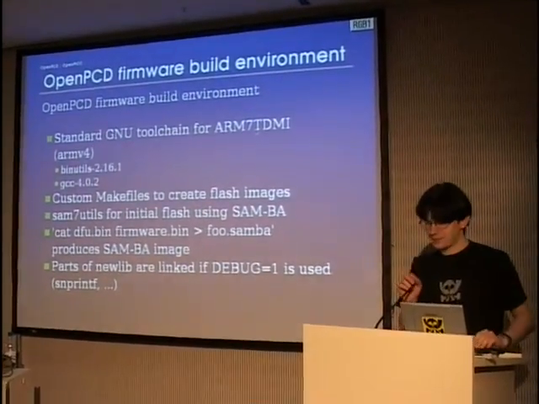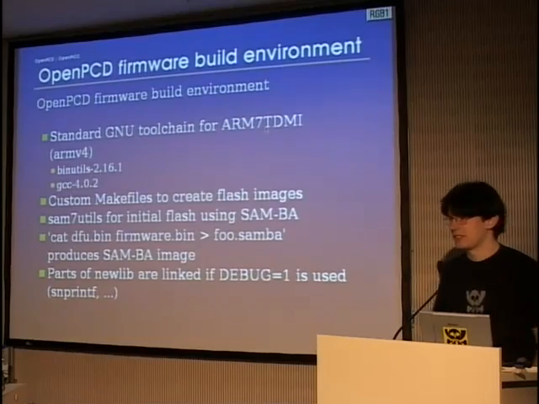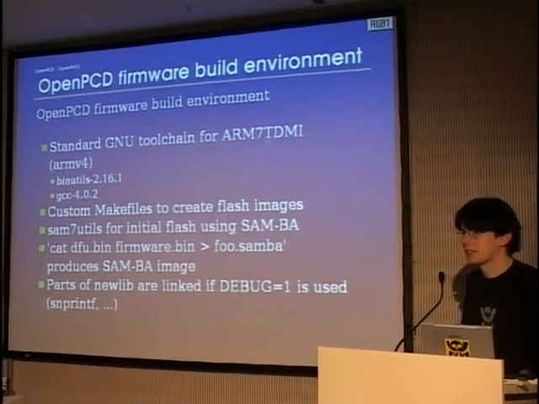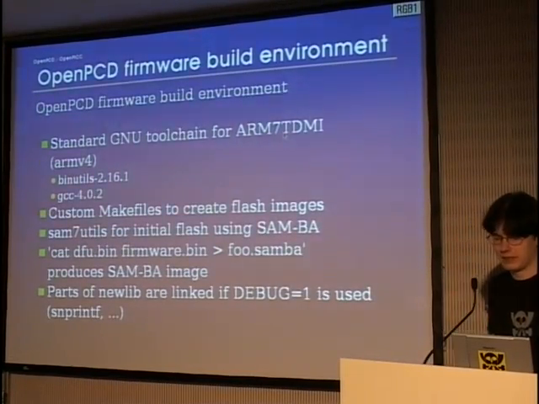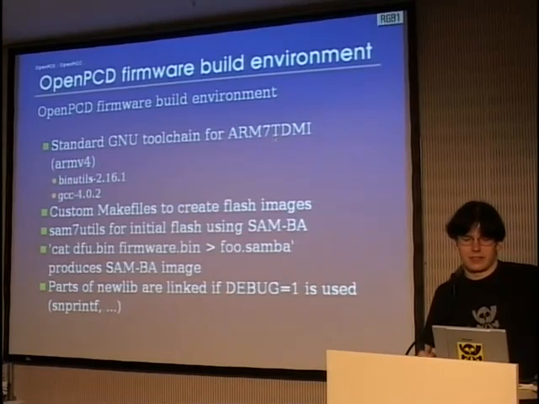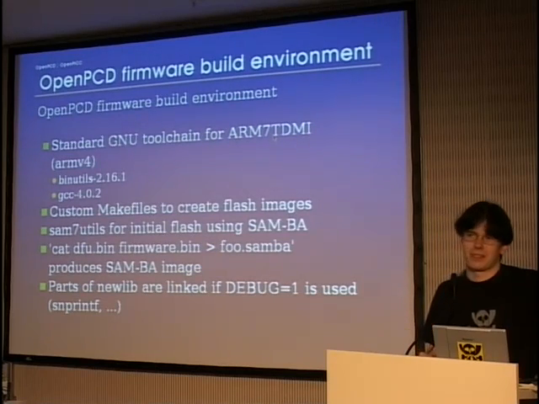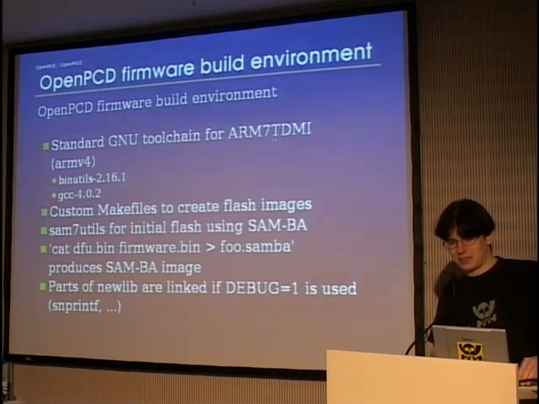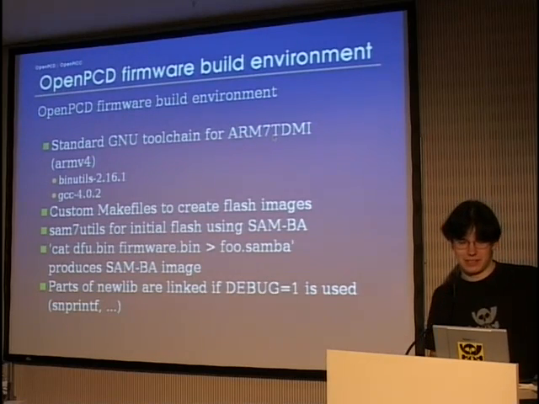Okay, so we now know the capabilities of the hardware. We still don't know how the firmware is actually written, how it is developed, what kind of development environment we have, and how we bring a compiled firmware image onto the device. We are using a standard GNU toolchain for ARM7, binutils 2.16, GCC 4.0.2. Don't ask me why these specific revisions. Some people have had good results with that combination of versions, and we didn't find any bugs, so those versions proved to be stable.